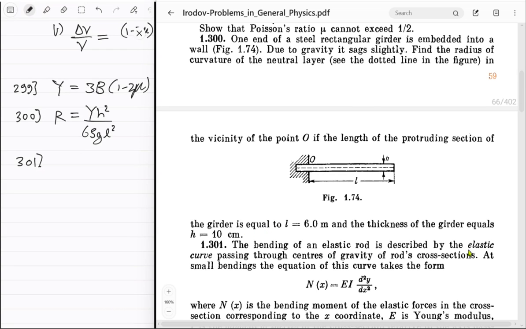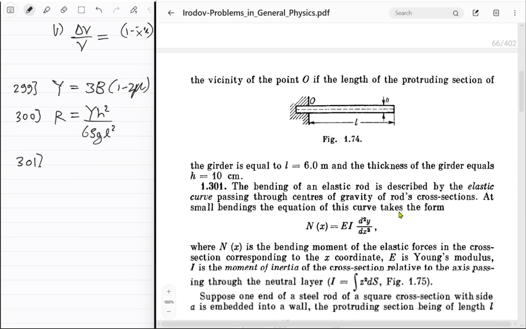The bending of an elastic rod is described by the elastic curve. So now they are telling us what to do. And the way they are describing this, you won't ever be able to understand what's actually going on. But now we do. Of an elastic rod is described by an elastic curve passing through the center of gravity of the rod's cross section. Yeah, like this thing, right? At small bending, the equation of this curve takes. Oh, and by the way, I forgot to mention that for all of this stuff to be correct, your h should be much less than L, and W can be anything. We don't care about that, but your h must be much less than L, right?